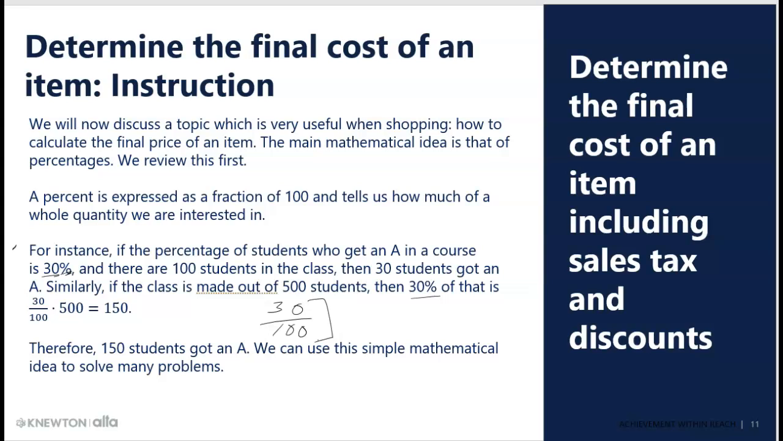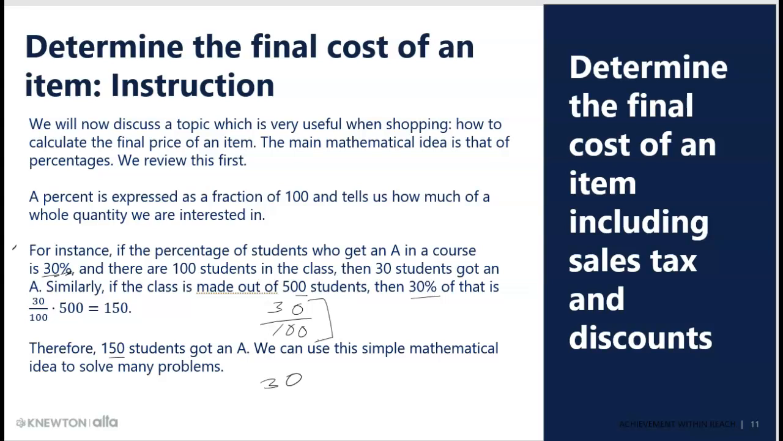So they talk about if the percentage of students who get an A in a course is 30%, that means if there were 100 students, 30 of them got A's. Now, if you had 500 students, for every 100, there'll be 30 with A's. 30% times 500 would give you 150 students with A's.